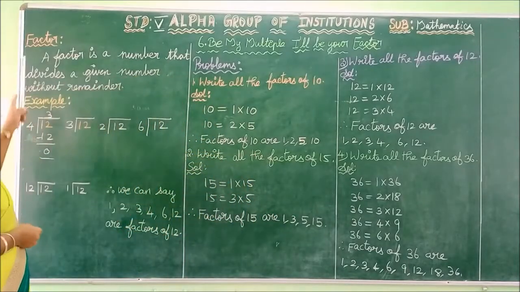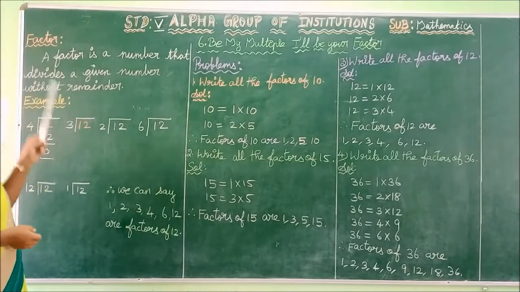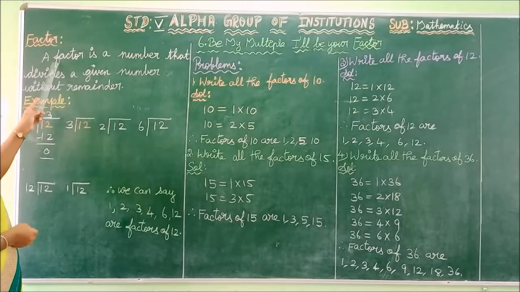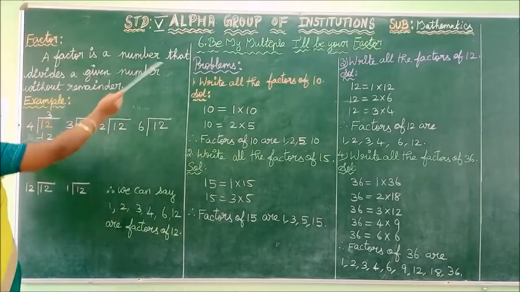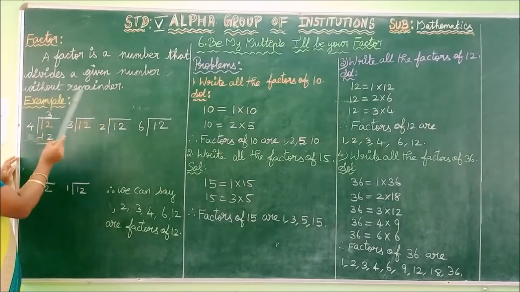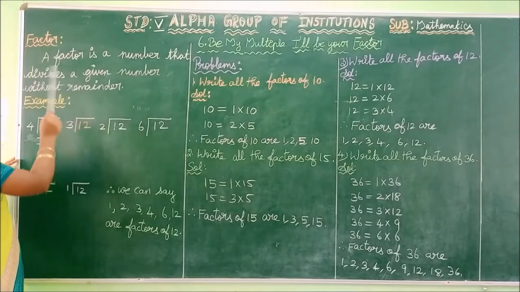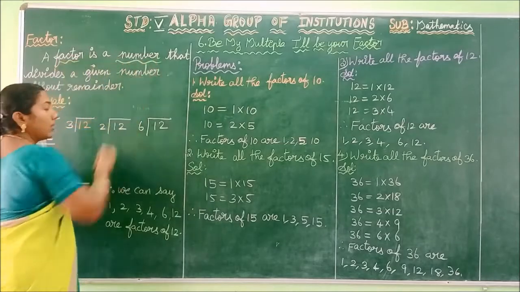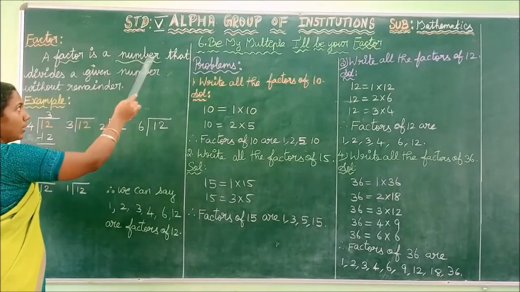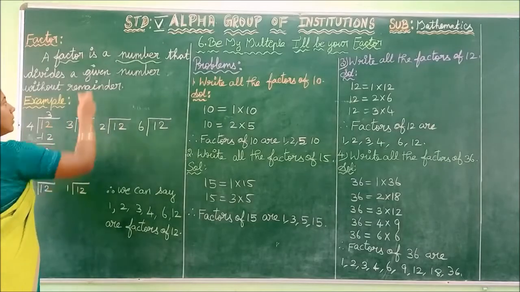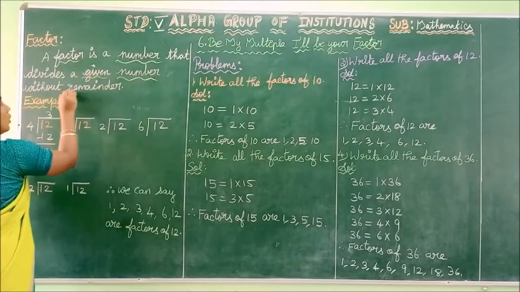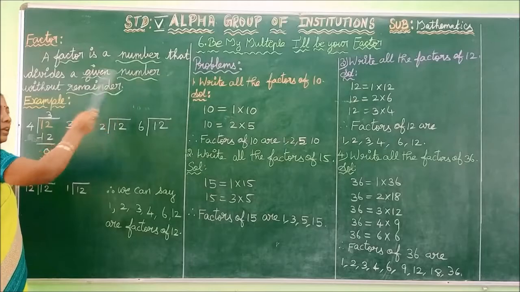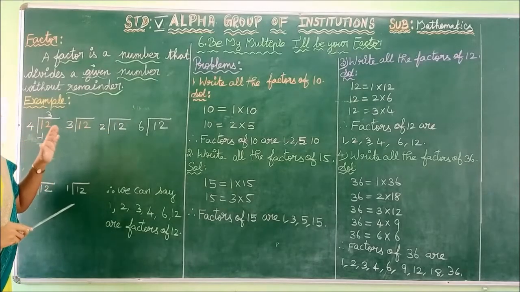Okay, see here. Factor. What is the term factor? See the definition. Read the definition along with me, children. A factor is a number that divides a given number without remainder. Once again, read the definition. A factor is nothing but a number. And what is the nature of that number? That number divides a given number without remainder. Such a type of number is called a factor.